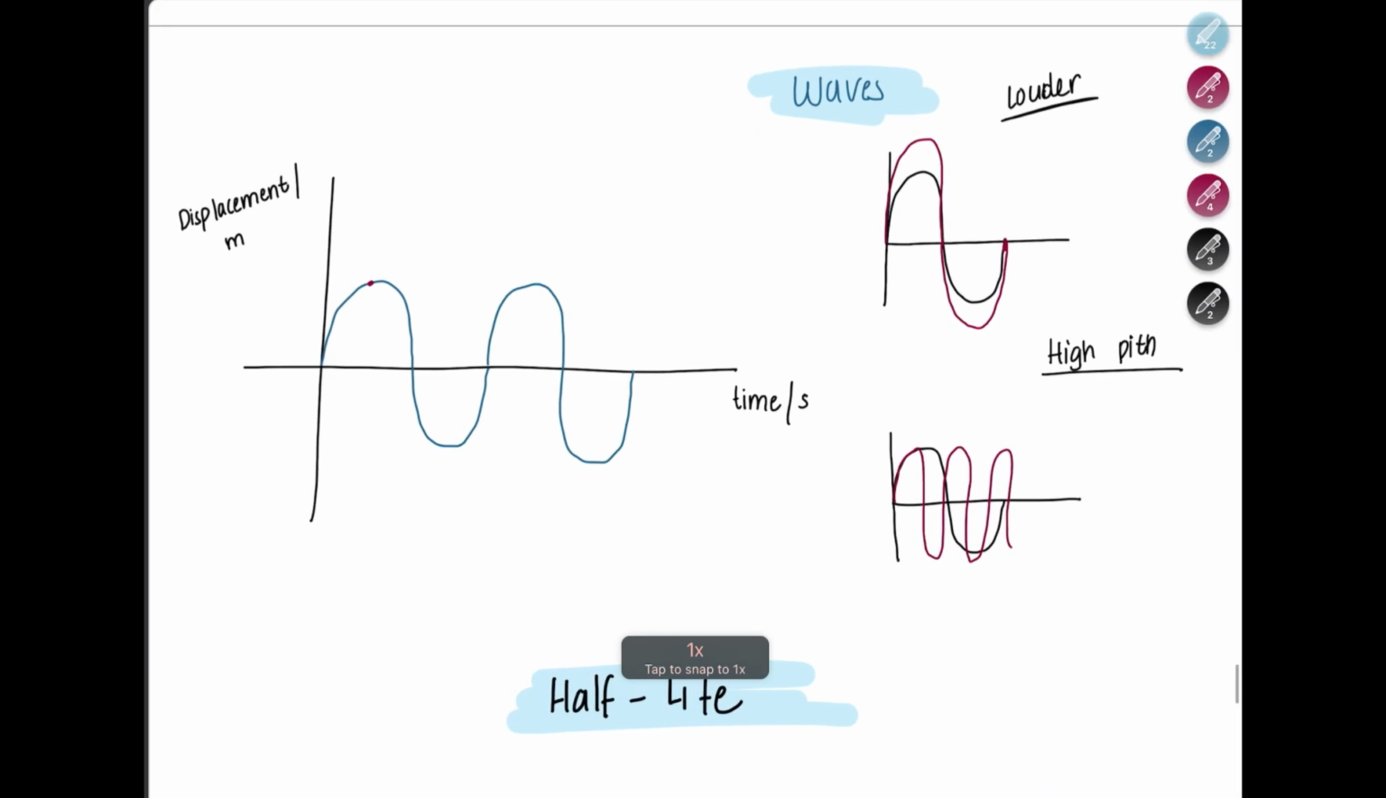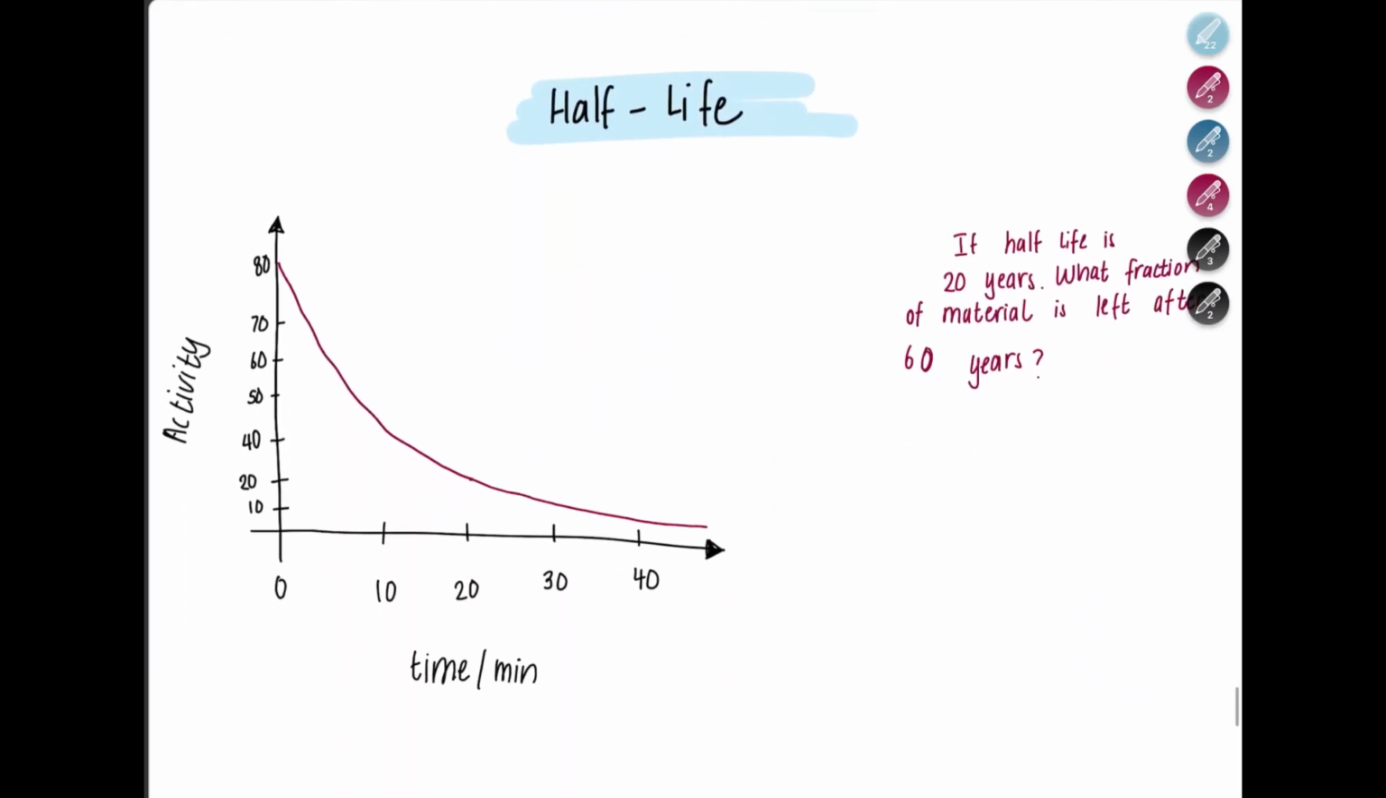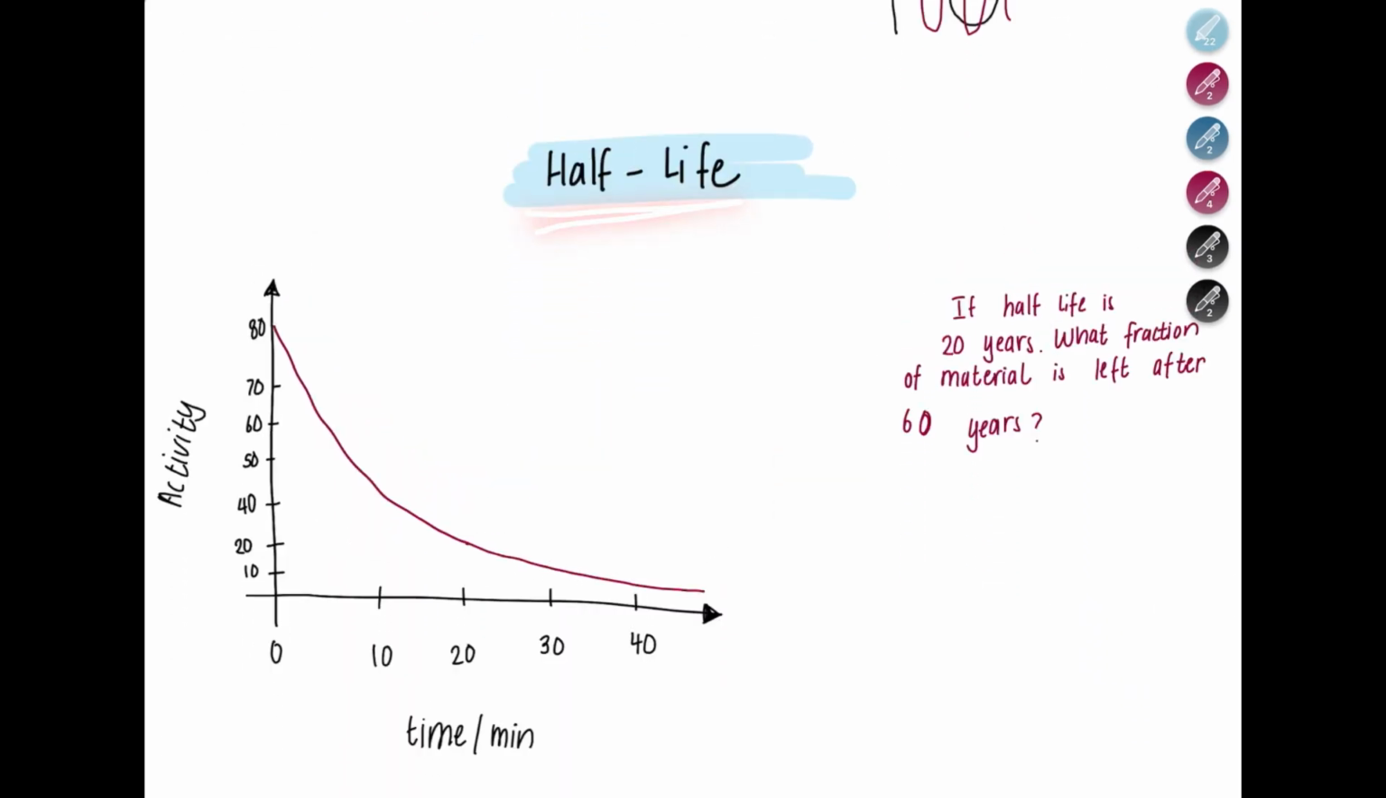Now our last topic for today is half-life. Half-life is basically the time it takes for half of the radioactive nuclei in a sample to decay. So that means here we had 80. When it reduced to half, for example, here it's 40. Let's see the time for it. That is 10. So after 10 minutes, we have half the number of atoms. Therefore, this is the half-life for this substance.